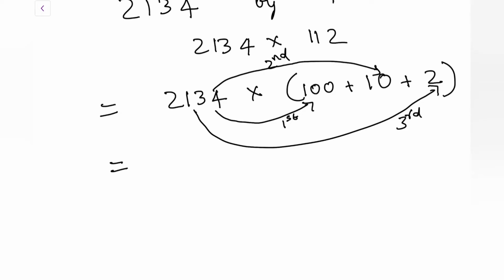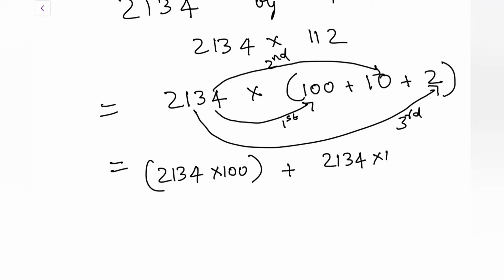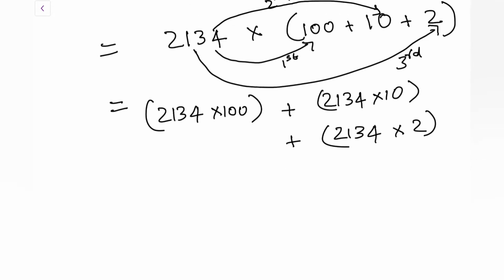Let's do that. So 2134 into 100 plus 2134 into 10 plus 2134 into 2. I have distributed 2134 into those three numbers. Now it's pretty simple.